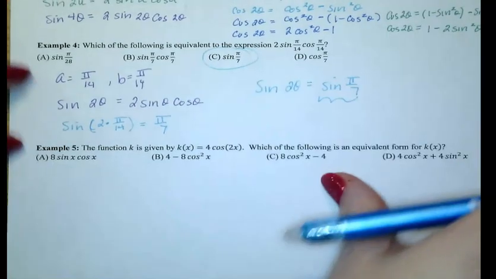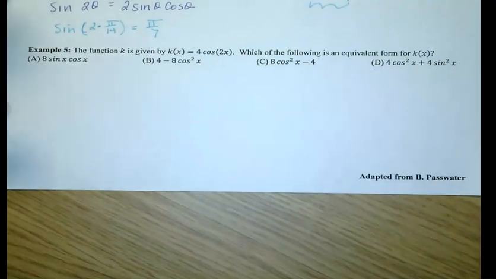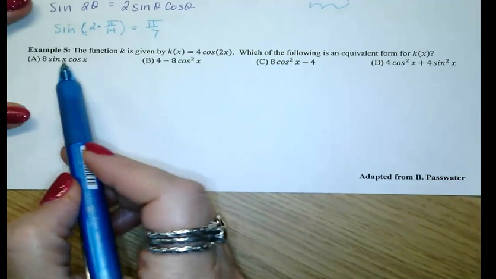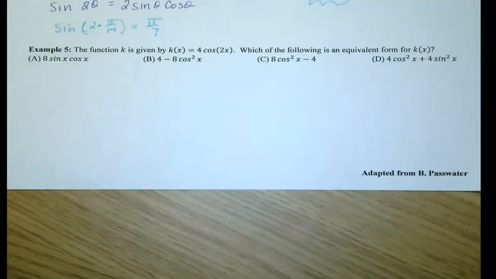All right, so now let's see if you've absorbed some of the stuff that we've been talking about. Example 5 says the function k is given by k of x equal to 4 cosine 2x. Which of the following is an equivalent form of k of x? So I want you to use your identity, and I want you to work through each of these 4 choices and show me what you get when you work through each of those 4 choices. And then we can decide what actually is the equivalent trig function to 4 cosine 2x. So go ahead and pause your video and start working through the problem.